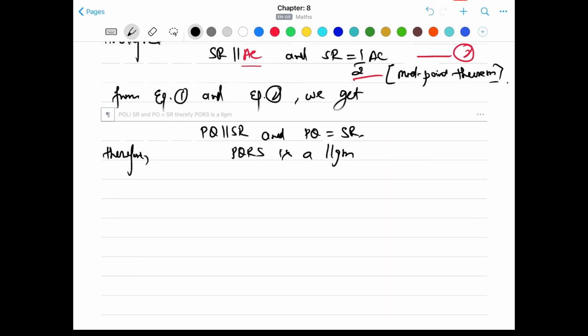Okay, so I'll write the reason here. One pair of opposite sides is equal and parallel. That's why PQRS is a parallelogram.